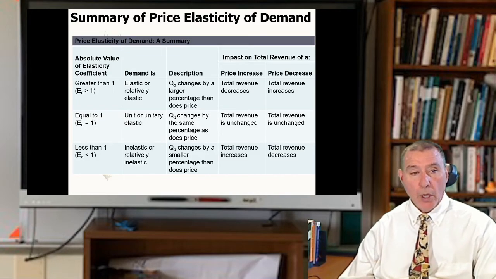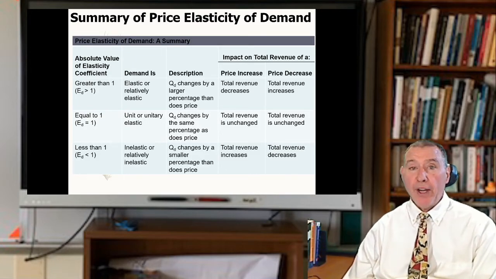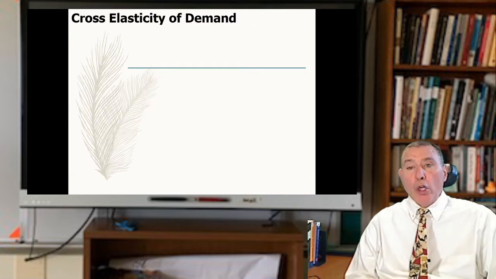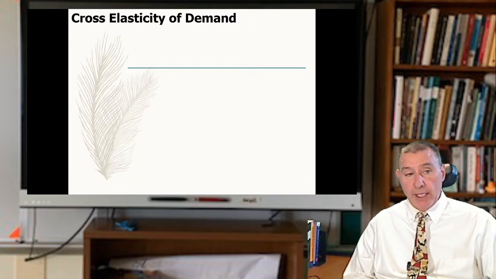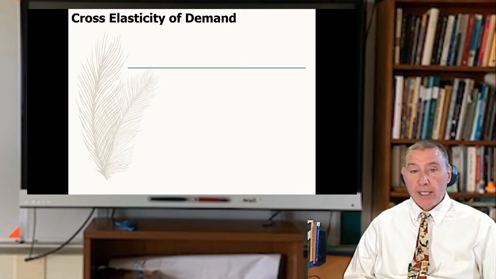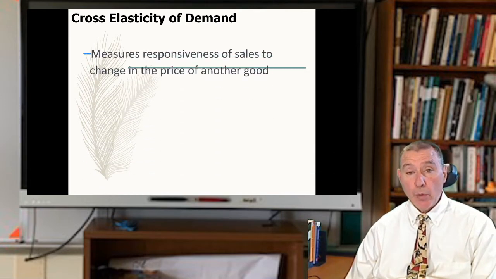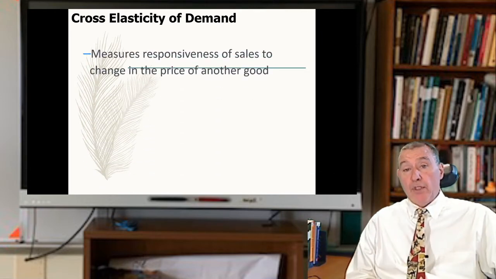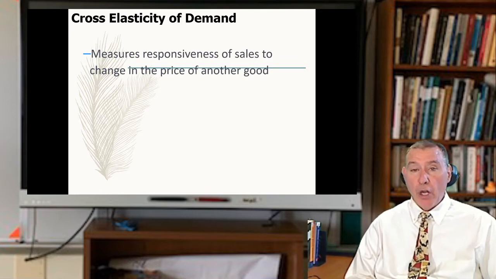Okay, folks, welcome back to part 3 of elasticity, also known as responsiveness. All right, so we left off on this chart, and now I'd like to go to what's called cross-price elasticity of demand, or just cross-elasticity of demand. Okay, and this will measure the responsiveness of sales to a change in the price of another good.